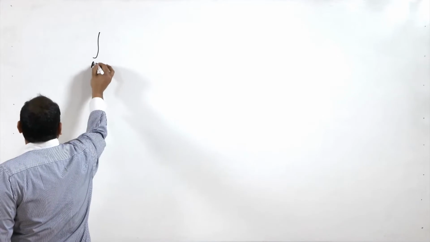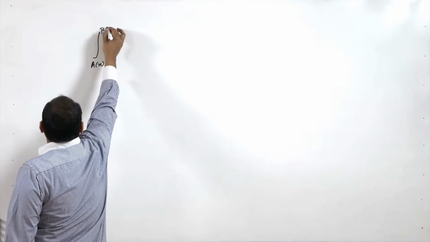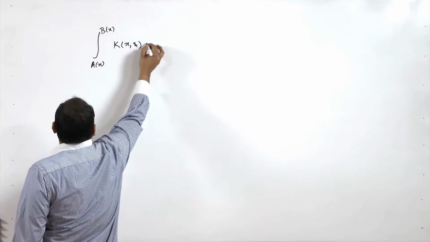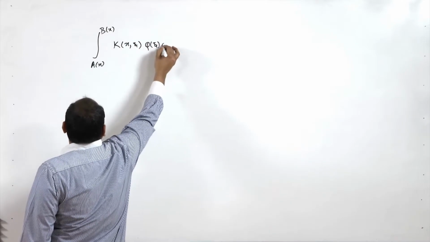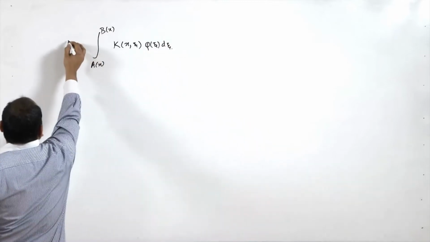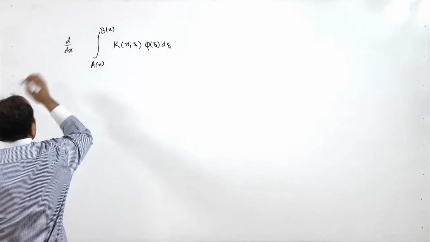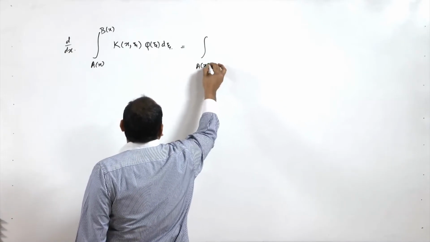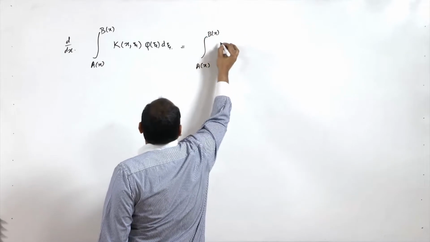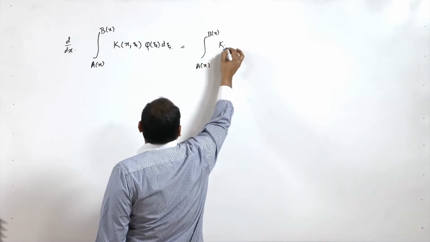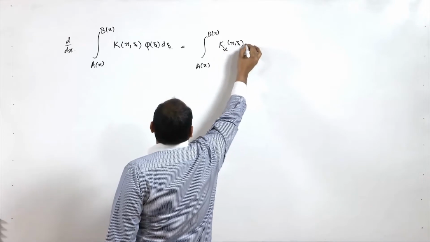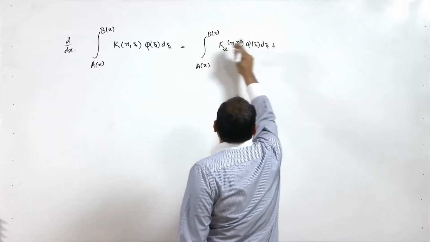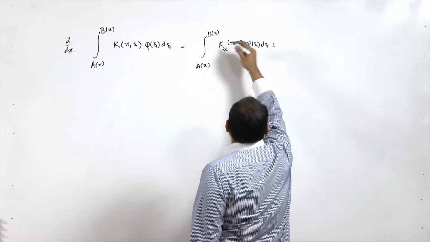So if we write the integral from a(x) to b(x) of K(x, ξ) φ(ξ) dξ, and differentiate with respect to x, I can write it here as the integral from a(x) to b(x) of the derivative of K with respect to x times φ(ξ) dξ, plus now take the upper limit, say b(x).